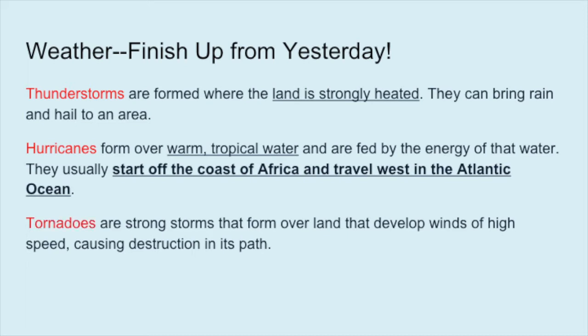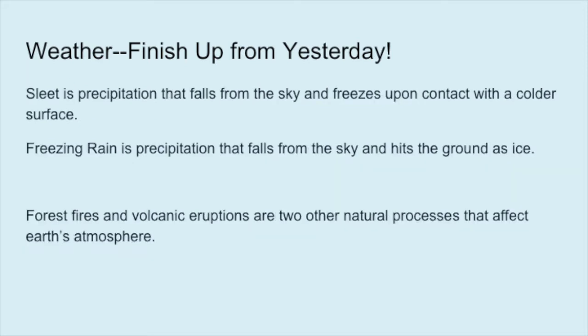Tornadoes are strong storms that form over land that develop winds of high speed, causing destruction in its path. So tornadoes have winds of high speed. Sleet is a type of precipitation that falls from the sky and freezes upon contact with a colder surface. So sleet is liquid in the sky and it freezes when it contacts something cold.